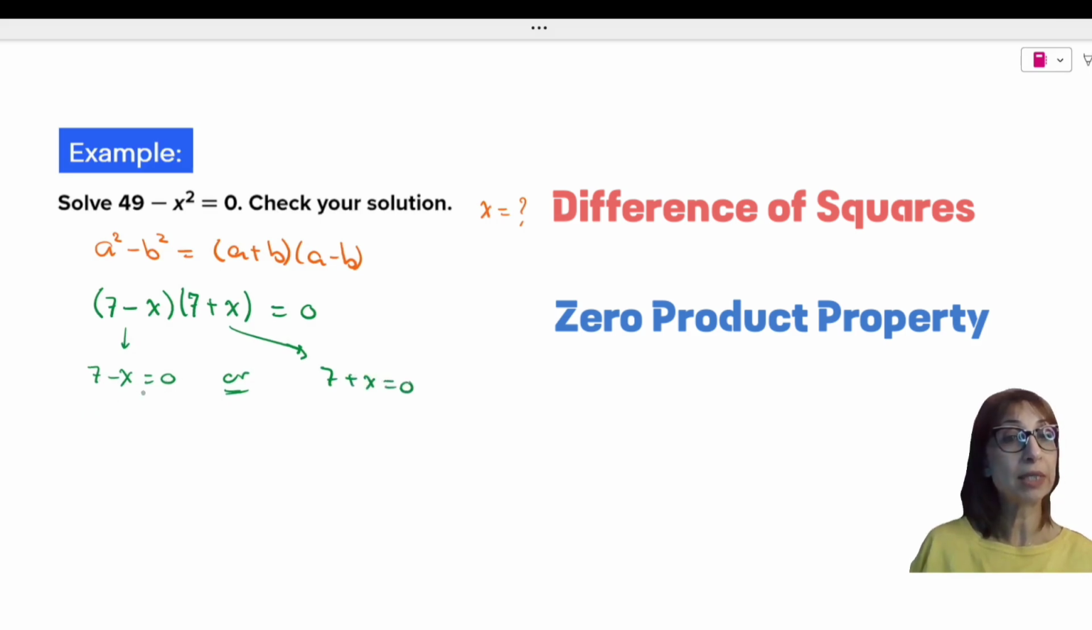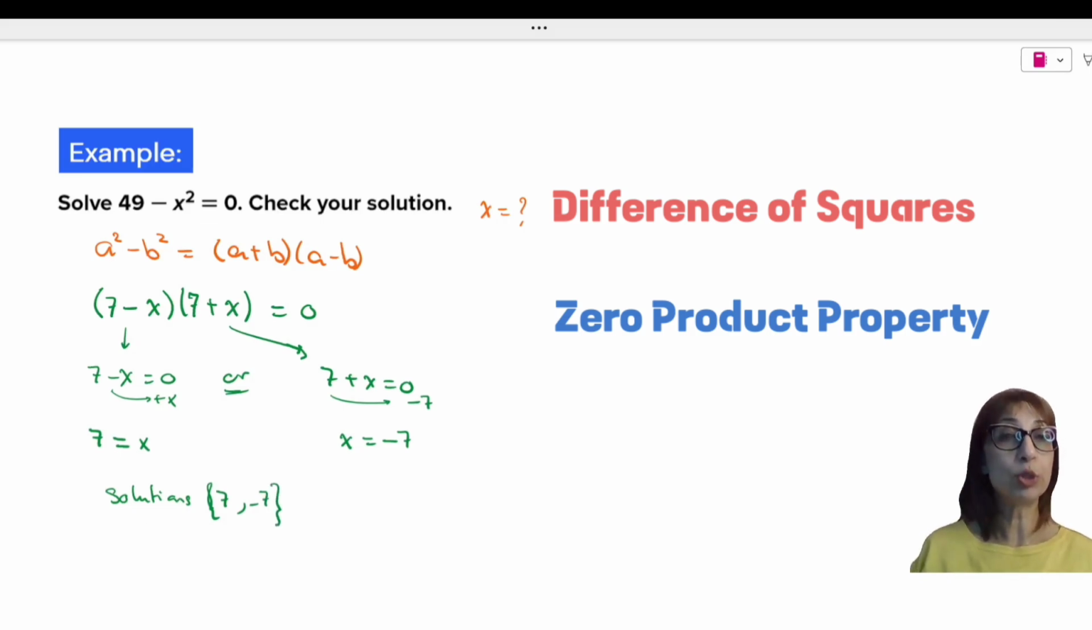So 7 minus x equals 0. If I want x to be positive, I'm going to change the place of x. So negative x will be added to the other side, and this will be 7 equals x, or x equals 7. On this equation, I have x positive, so I will just subtract 7 on the other side to give me x equals negative 7. So the solutions here are 7 and negative 7.